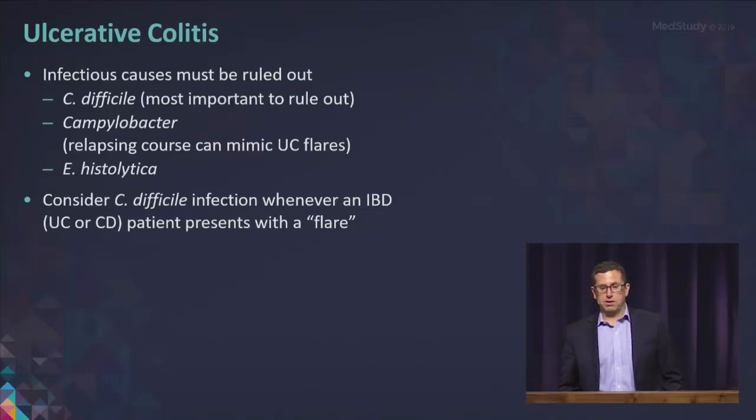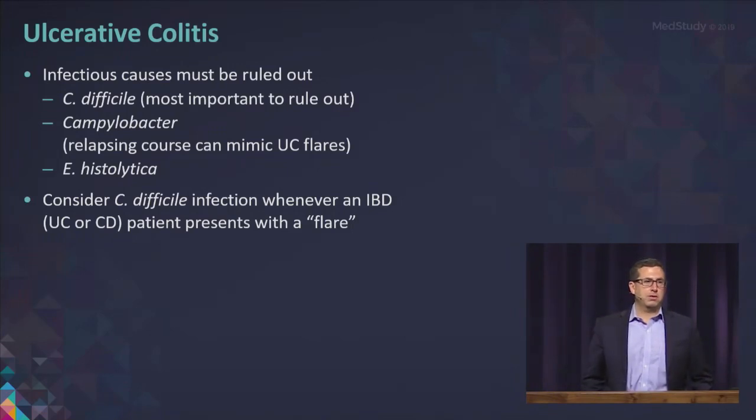So C. diff, critical to rule this out. Campylobacter could actually mimic ulcerative colitis because you could get relapsing Campylobacter over time, over weeks to months, and it could actually resemble ulcerative colitis. Entamoeba histolytica would be another organism that can mimic ulcerative colitis. And again, consider C. diff infection whenever an IBD patient presents with a flare, because if you miss it, it could lead to way worse outcomes.